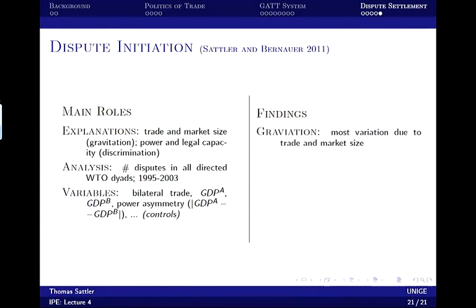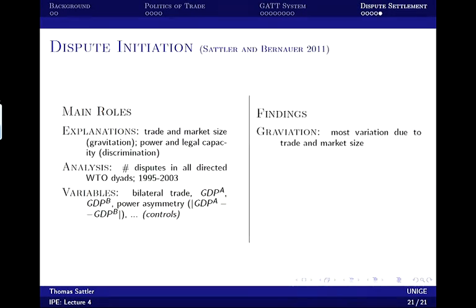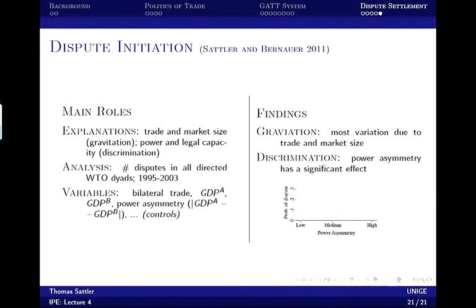And what we find is that most variation in the participation in the WTO dispute settlement body is simply due to country size and trade. So a lot of this can simply be explained by the amount of trade that we see between two countries. But there's some evidence for discrimination.